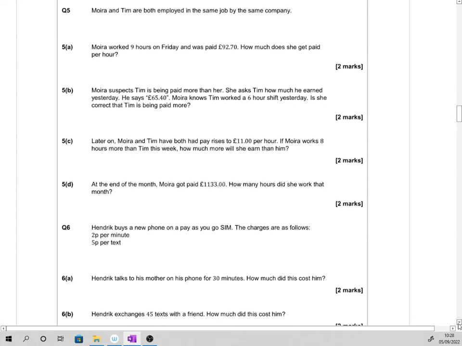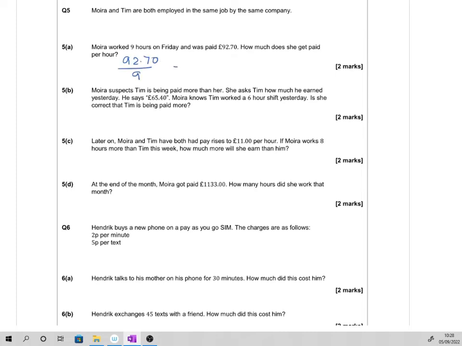Always looks more complicated. Moira and Tim are both employed in the same job by the same company. Moira worked 9 hours on Friday and was paid 92.70. How much did she get paid an hour? So it's £92.70 divided by 9, which is £10.30.